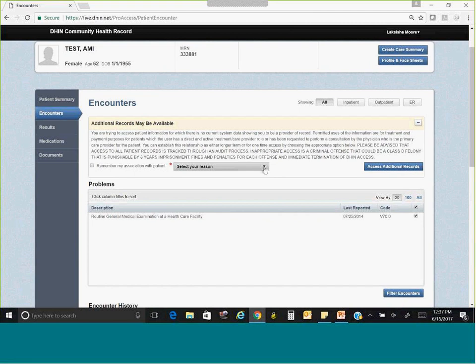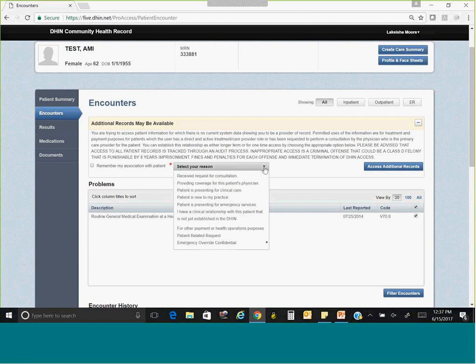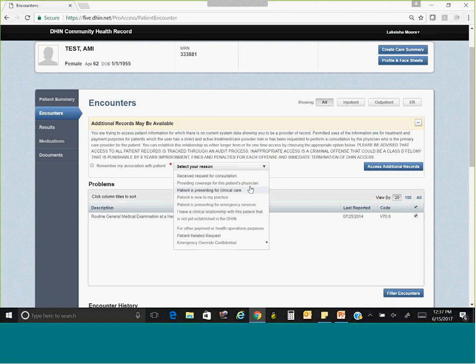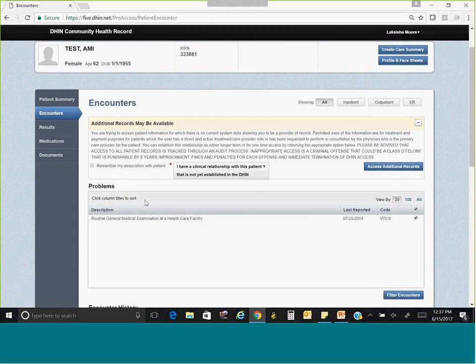I'm going to select my reason. This is one of my patients. It says I have a clinical relationship with the patient, but it hasn't been established in DHIN because that other provider did not copy me on this result. As a provider, many times if you're a staff member, there are different roles in the community health record. In this instance, I'm logged in as one of the providers for this particular practice.